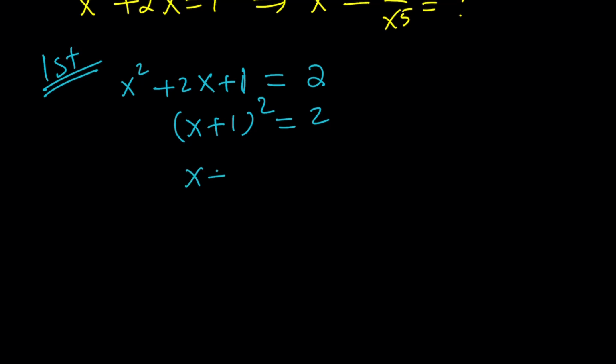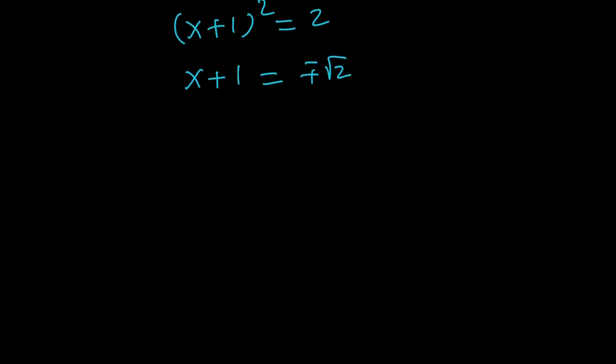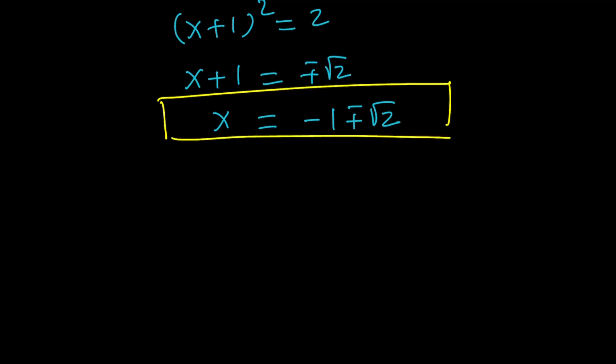So we can write this as x plus 1 equals plus minus square root of 2. And then subtract 1 from both sides or add negative 1, you're going to get the solutions. The quadratic formula gives you exactly the same thing. So those are the x values. Which one am I going to choose? It shouldn't matter, right? So let's go ahead and use the one with the plus sign. So suppose x is equal to negative 1 plus root 2.